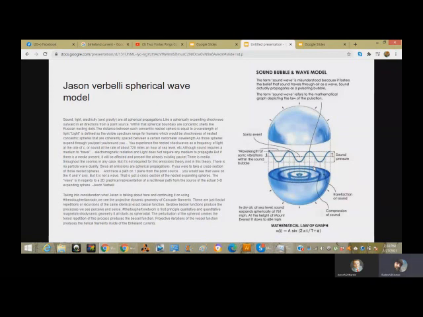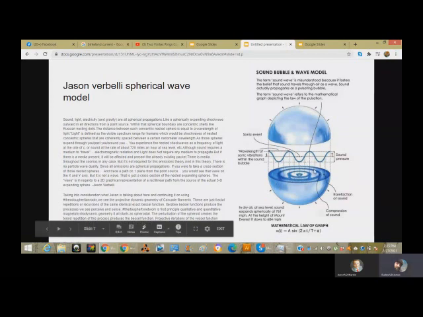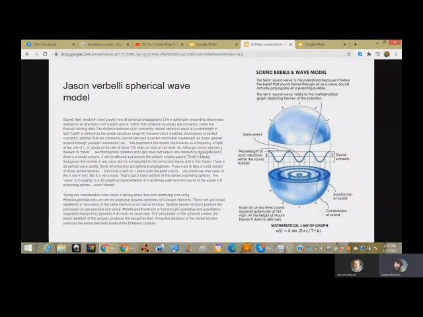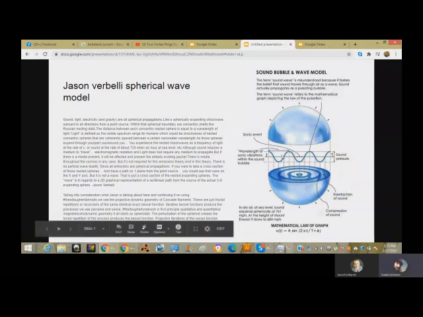The wave is in regards to a two-dimensional graphical representation of a rectilinear path from a source of the actual 3D expanding sphere. So this is what's actually happening inside of the Bessel function of the sun. The sun is basically repeating the same Bessel function over and over, which is these nested concentric circles.